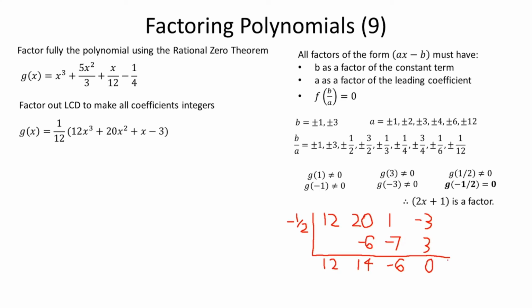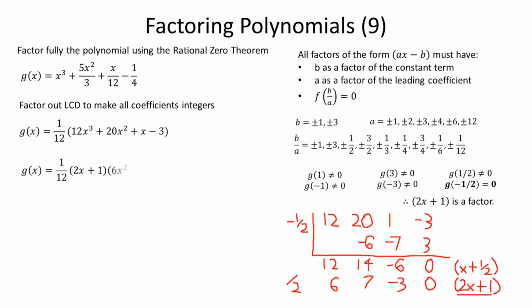And we end up with the coefficients of our quotient of degree 2 and a remainder of 0. But since I'm dividing by x plus 1 half instead of 2x plus 1, I must further divide our quotient by 2 since 2x plus 1 is twice x plus 1 half. And so we're left with 6x squared plus 7x minus 3 when we factor out 2x plus 1 from g of x. Great, so I've taken out one of the factors.